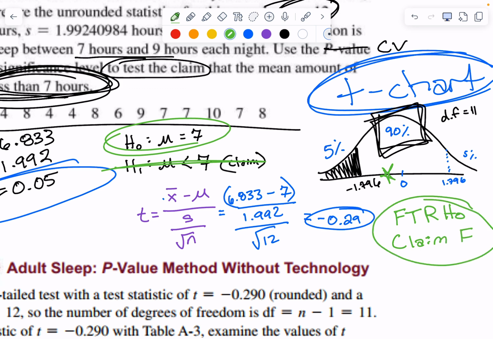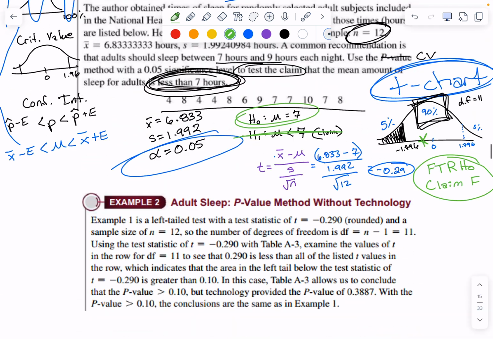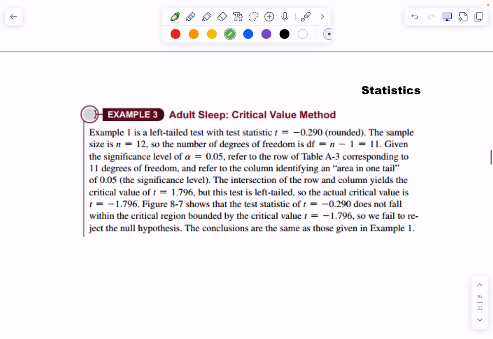It is not less than 7 hours of sleep. It's right about 7 hours of sleep, right? Good? Happy with that? It's the same thing, just a different chart. You're only looking it up on the T chart if n is less than 30, right? If it's greater than 30, then you get to use the Z chart the whole time, and it's just a different formula that you're plugging in. But everything else stays completely identical. That's what this whole chapter is. You're going to get tired of this. Okay, good?